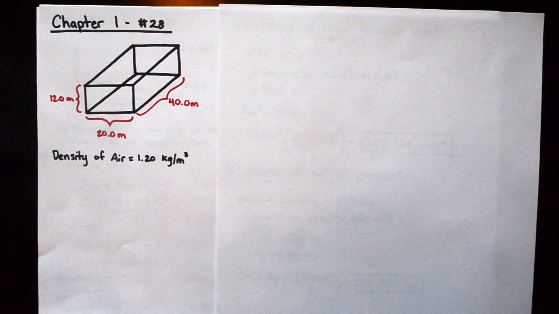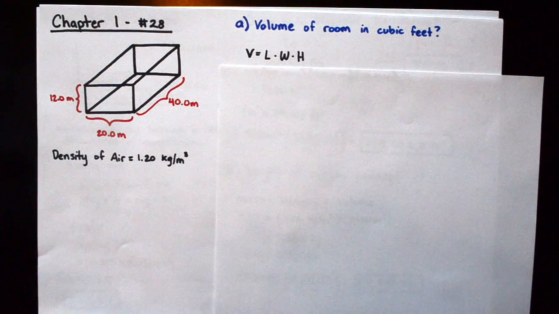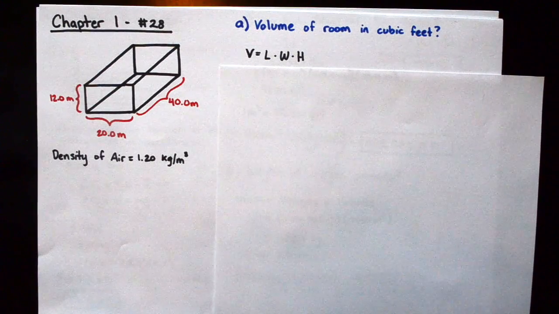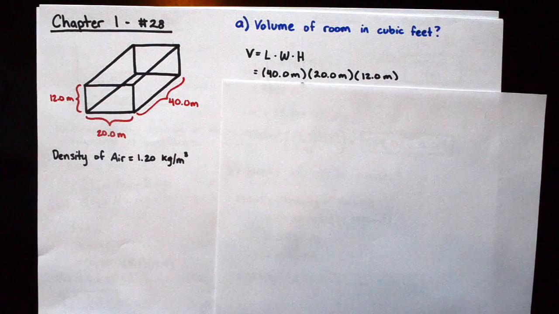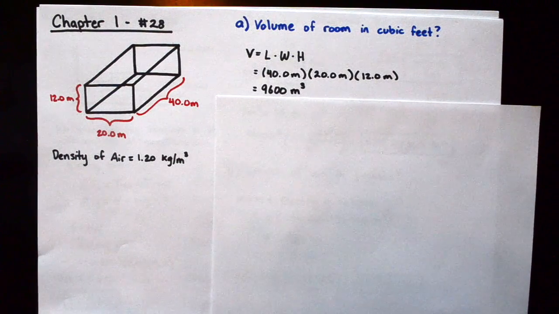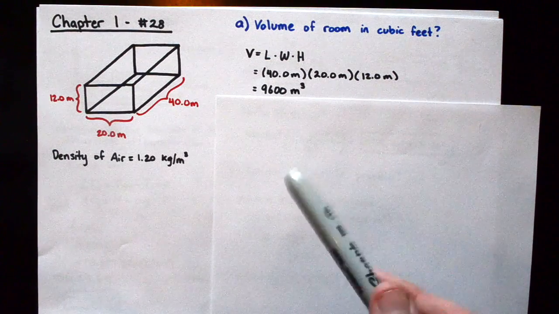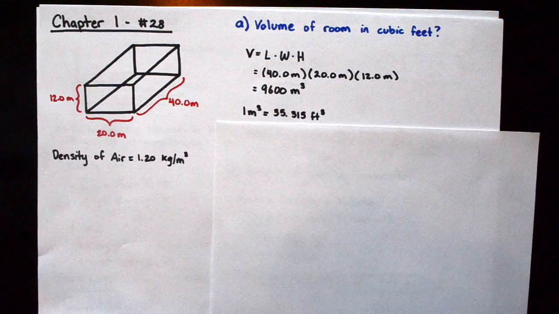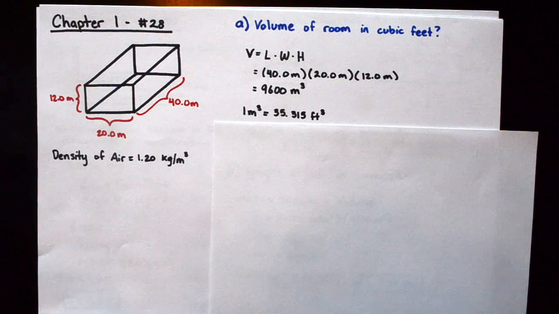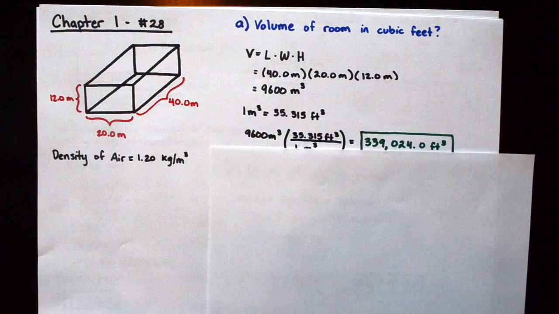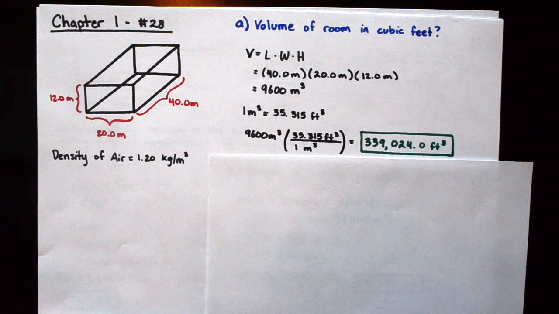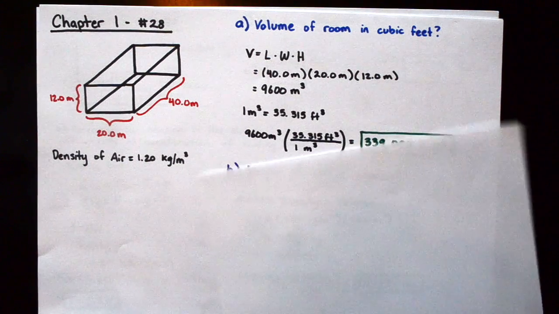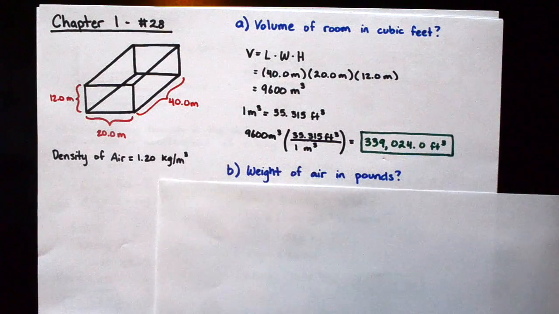So we know when we're talking about a 3D structure, we're going to multiply the length times the width times the height in order to determine the total volume. So in our case, we're going to multiply 40 by 20 by 12 and get 9,600 meters cubed. And when we convert that into feet, it's going to be a multiple of 35.315 feet per 1 meter cubed. So when we convert that, we're going to get a total of 339,024 feet cubed.